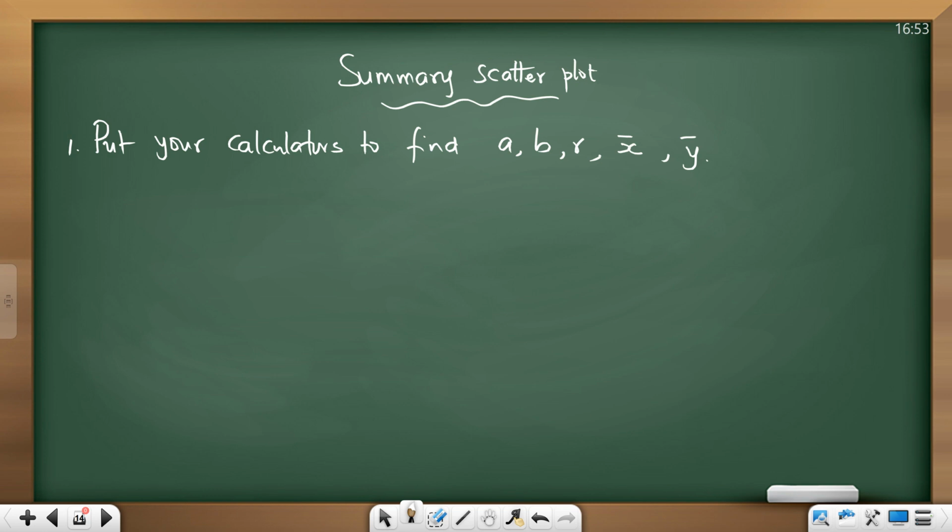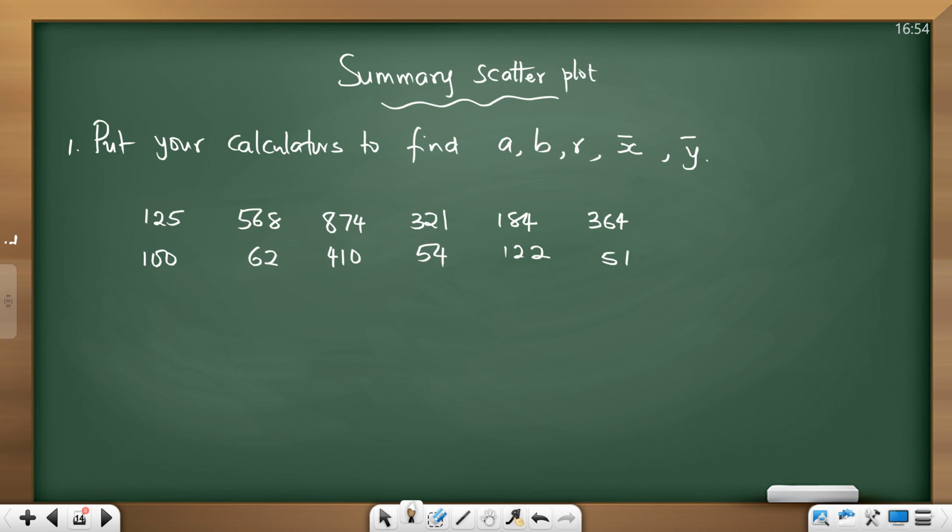I want us to try. I have 125. I have 100. I have 568. And I have 62. I'll give you all of these values. 874. And I have what? 410. I have 321. And I have what? 54. What else do I have? 184. I'll give you the variables just now. 364. And then what? 51. And then 612 versus what? 76. This is the number of cars in the parking lot. And this is the number of customers. Is that okay? Number of customers versus the number of cars.